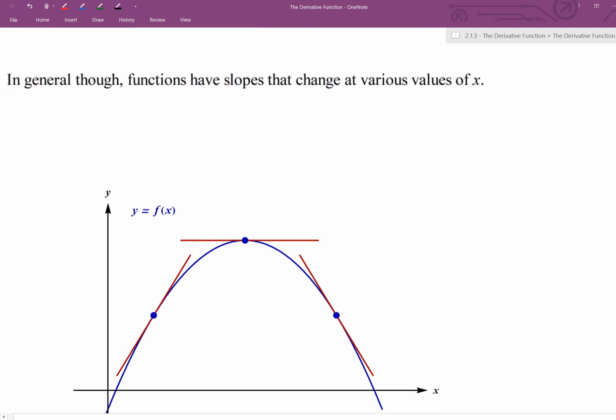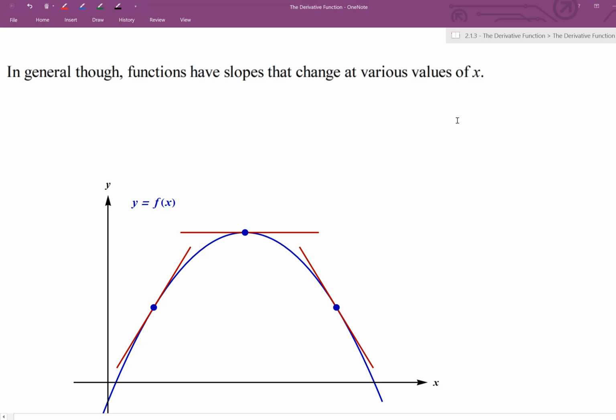We should note that in general, functions have slopes that change. In the graph on the screen, it's just some function, maybe a parabola, call it y is f of x. We see three different points on the graph with various tangent lines drawn at those points. Clearly, these tangent lines are different lines, and they have different slopes. Right here at the top, the slope might be 0. Over here on the left, the slope is positive, and over here on the right, the slope is negative. So the whole idea is that the slope changes at different points. Is there a way to describe what the slope would be at any point for a function? That's why we want to get into the topic of the derivative function in general.